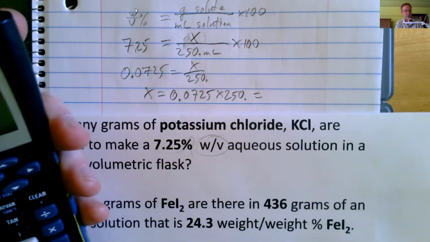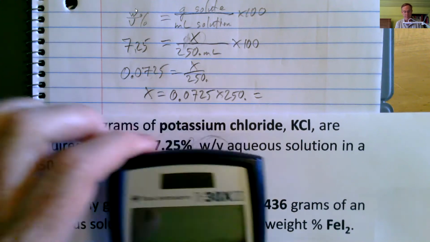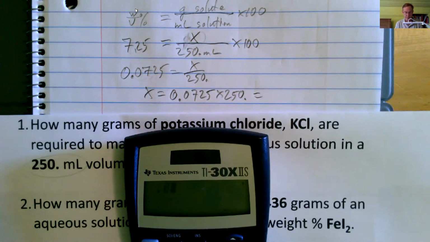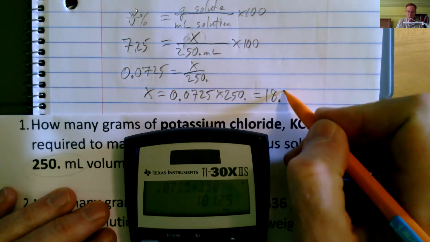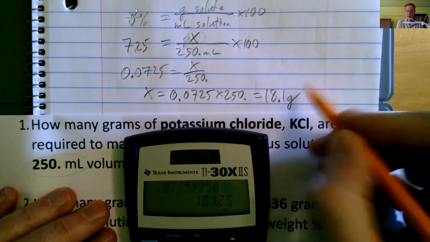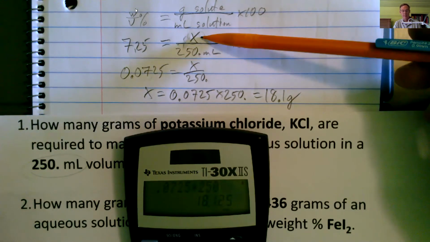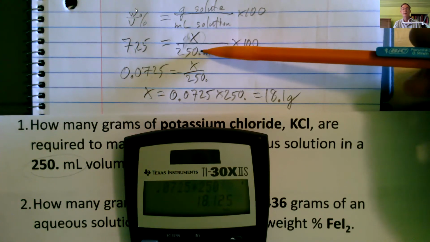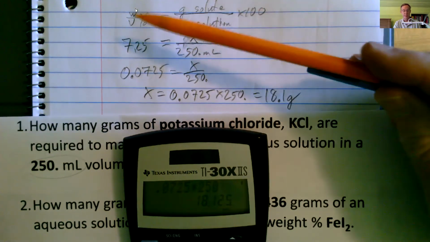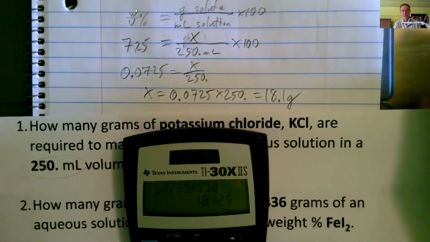And I can punch that out on the calculator. 0.0725 times 250, and I get 18.1 grams of potassium chloride would be in 250 milliliters to give me a 7.25% solution.